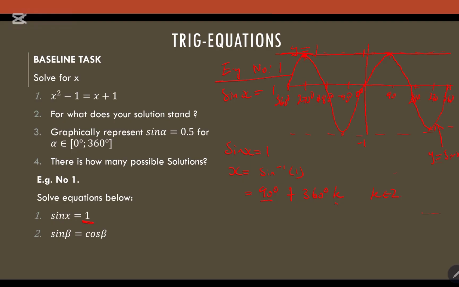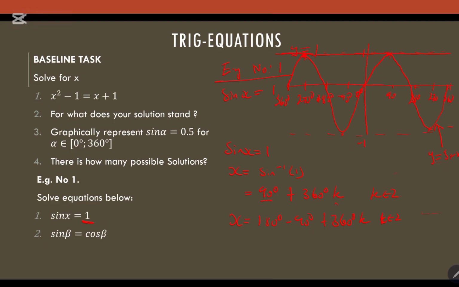Now, again, we therefore say that x is also equal to 180 minus 90 plus 360. So that will still be 90 degrees. But I'll just do it for procedure so that learners know that this is the step that they have to follow. So this will be 180 degrees minus 90 degrees minus that angle plus 360 degrees k, and k is an element of integers.